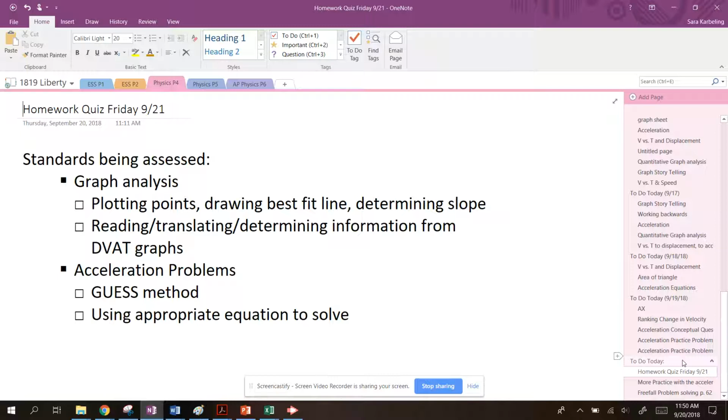And then the other thing that I'm going to be assessing is ask you to do a couple of acceleration problems. So again, using the GUESS method, givens, unknowns, and so on. We'll do this a lot today. And then picking the right equation, because that's the hardest part of this standard. Okay. Question? I was going to say, are we going to have a key of the equations?